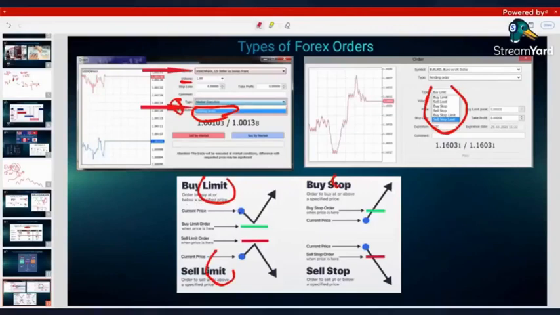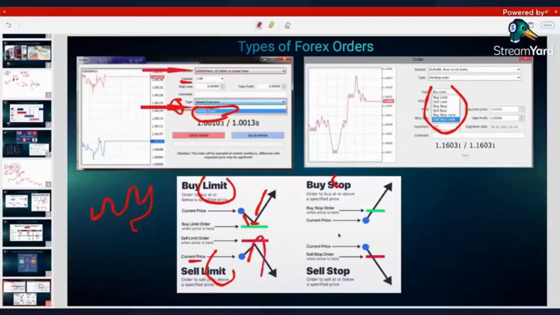So let's assume the current price is here, because trade in the market moves in waves. Assuming the current price is here and you don't want to buy at present time, you want to buy at a lower price, that means you are placing a buy limit. Once the price gets to this level, your buy trade will be executed. Conversely, if you want to sell but you don't want to sell at the current price, you want the price to get up a bit before you sell, that is a sell limit.